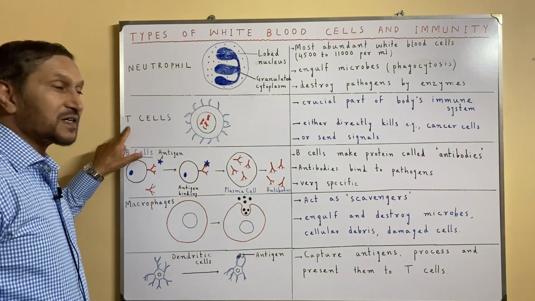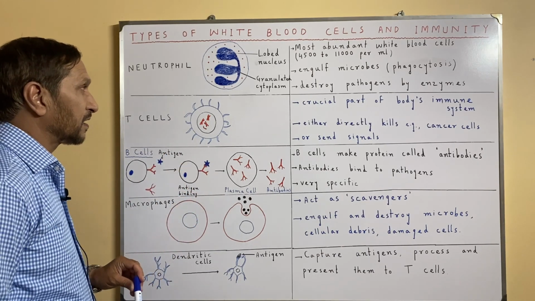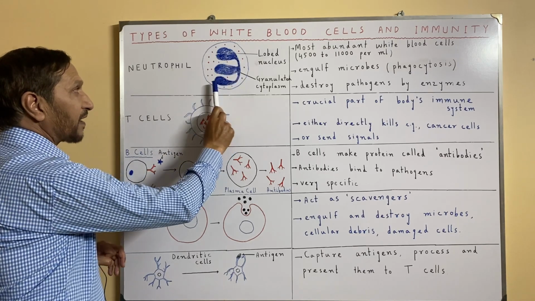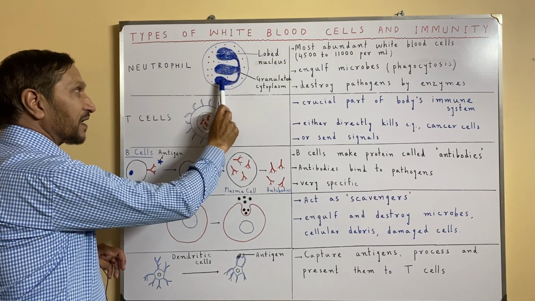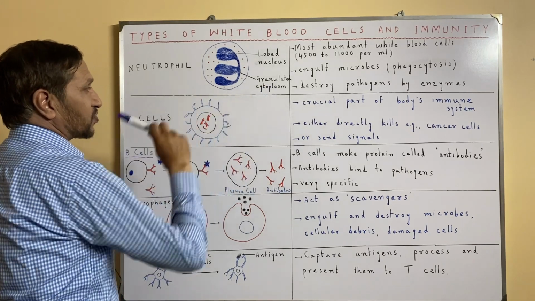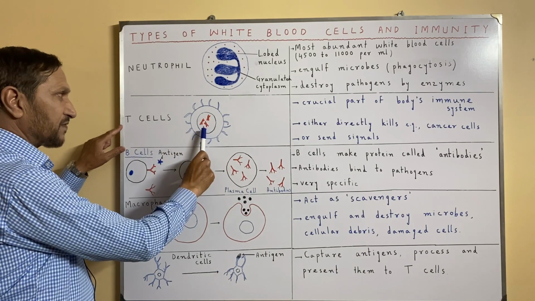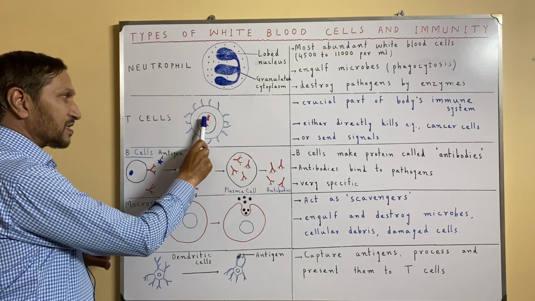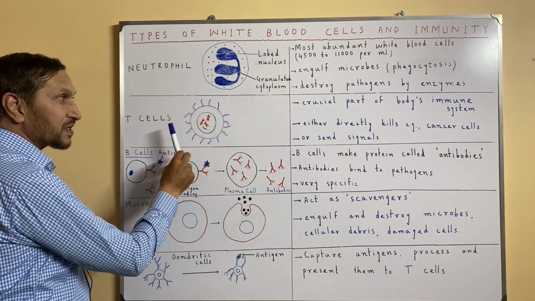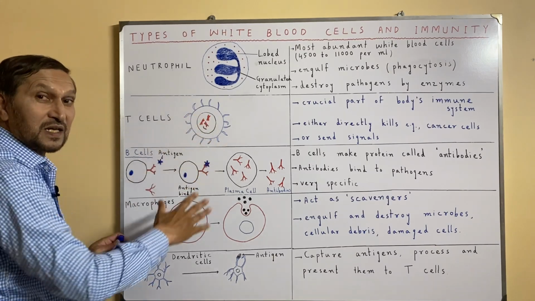Another type of white blood cells are T cells. Let me refer to the neutrophils first, which look like this. They have a lobed nucleus and granulated cytoplasm, while the shape of the T cells is in front of you. This is the nucleus, and the red ones are shown as chromosomes, and these are the receptors which are present on the cell membrane or plasma membrane of the T cells.